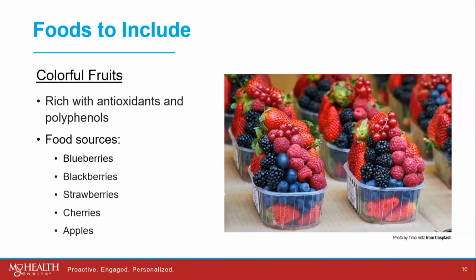Apples are actually one of the best sources of quercetin, which is a polyphenol that fights arthritis by decreasing some of these inflammatory compounds in the body.